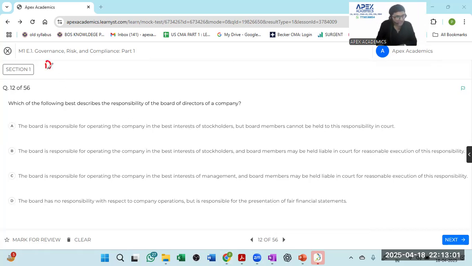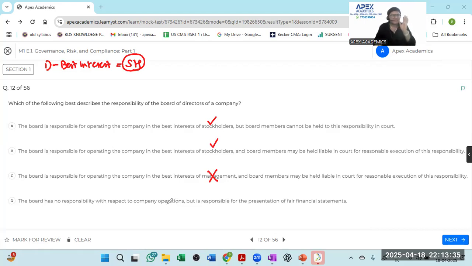Sir, the statement number one is for best interest. Sir, please remember the best interest is always going to be of shareholders. Sir, so first of all, read all the statements for best interest. Sir, first statement is best interest of stockholder or shareholder. Correct statement. Sir, board of directors operating for best interest of management. Wrong statement.